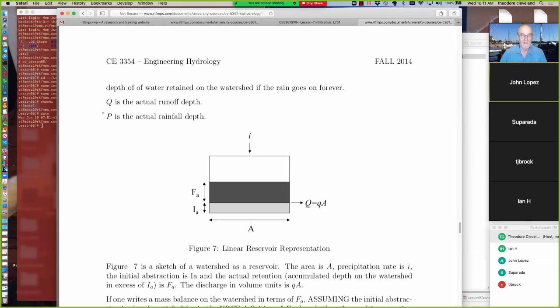So there's our linear reservoir model, and if we consider accumulated storage depth on the watershed area, there's a portion that's assigned to initial abstraction, there's a portion that's assigned to continuing abstraction or the specific retention, and then there's a discharge portion, which is the discharge rate, lowercase q, times the watershed area. And then there's an input portion, which I'm showing here as I, which is the rainfall.